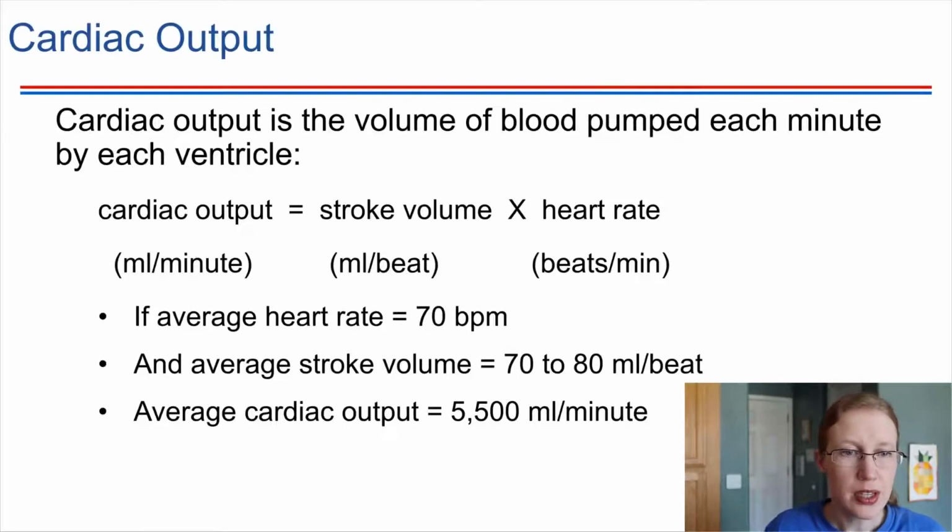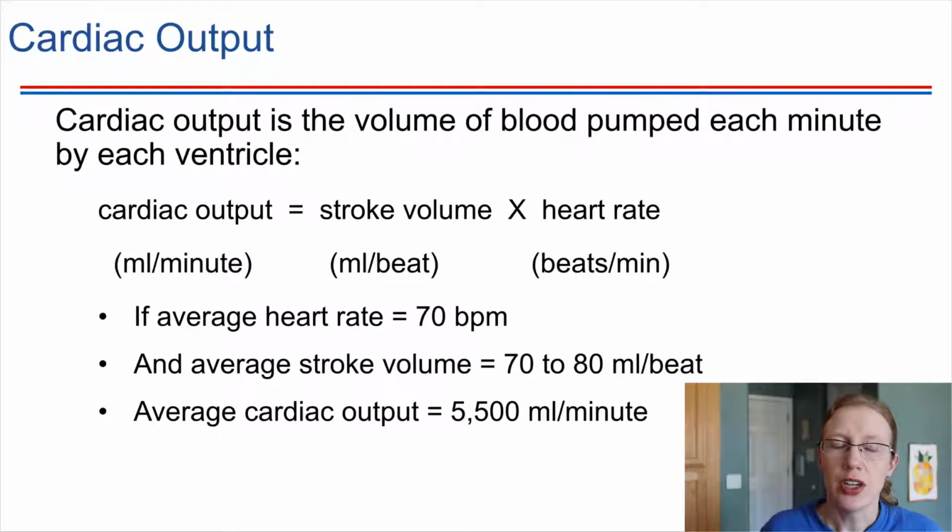Starting with cardiac output. Cardiac output is a measure of how much blood is pumped out of the heart over some period of time, specifically in 1 minute. Cardiac output is a result of two things: the stroke volume, which is just how much blood leaves the heart per beat, and then also how frequently the heart is beating, so the heart rate, beats per minute. If we take those two things and multiply them together, we will get the cardiac output, a measure of how much blood leaves the heart per minute.